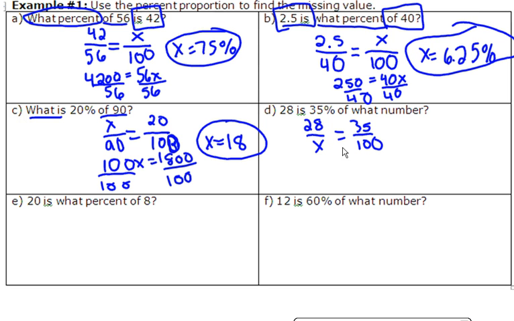And now I'm just cross multiplying. So 28 times 100 is 2800. 35 times x is 35x. So I'm going to solve for x by dividing by 35.